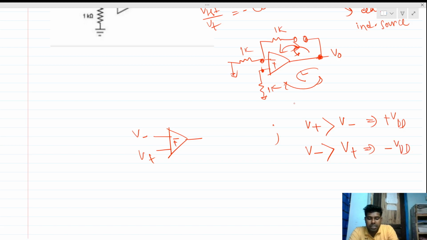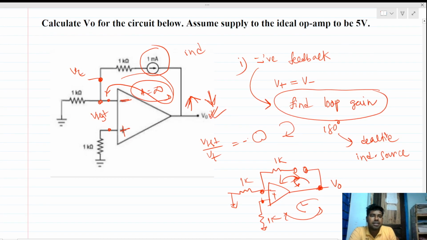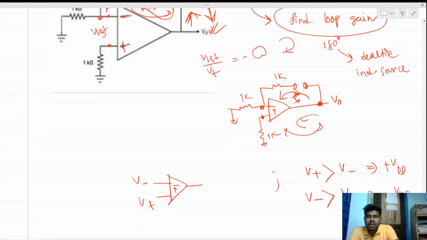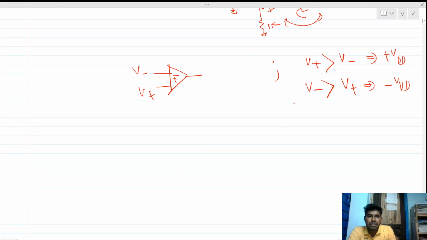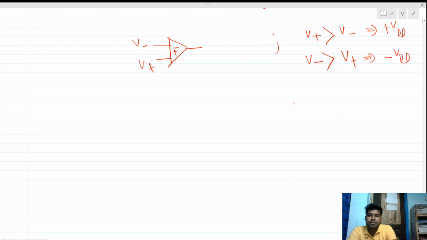Here it is given that the op amp runs at plus 5 volts. So plus VDD is nothing but 5 volts, and for minus VDD we can assume this is 0 volts. Now we have to check what the positive and negative terminal voltages are. So let's redraw the circuit again.